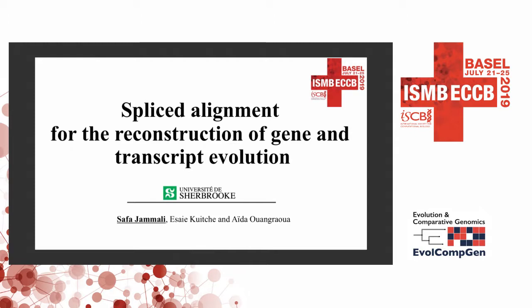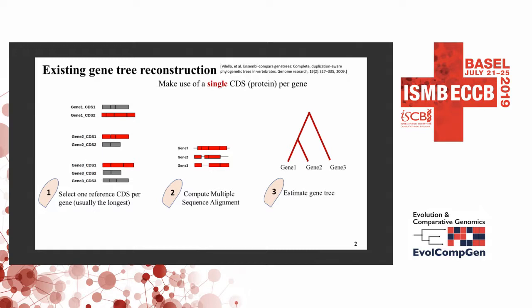Okay, hello everybody, my name is Safa Jammali, I'm from University of Sherbrooke and I'm here today to present our work on spliced alignment for the reconstruction of gene and transcript evolution. The current methods for gene tree reconstruction have a main approach based on 3 steps. First, they represent each gene by one CDS, and usually the chosen one is based on length. Usually it is the longest one.